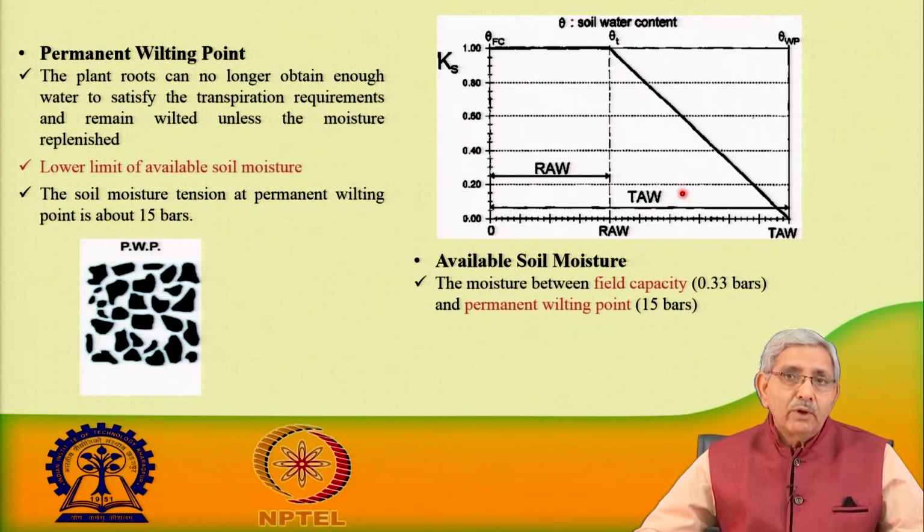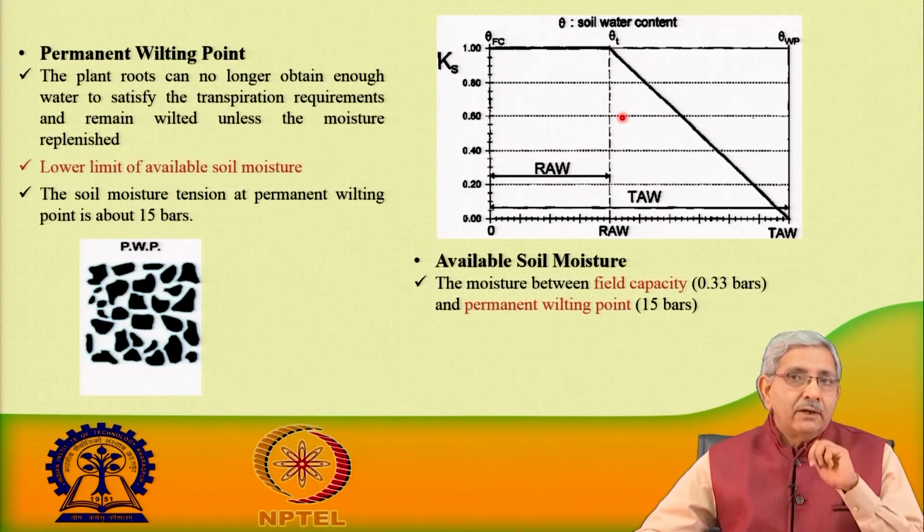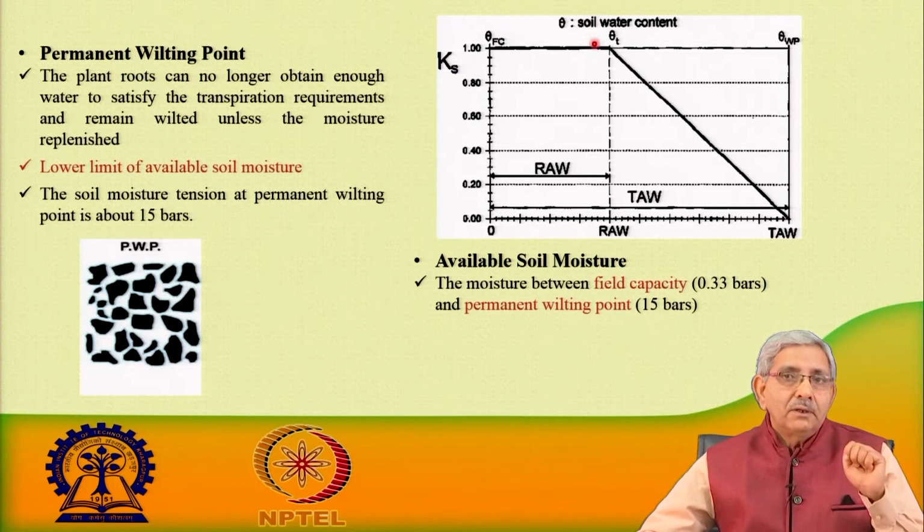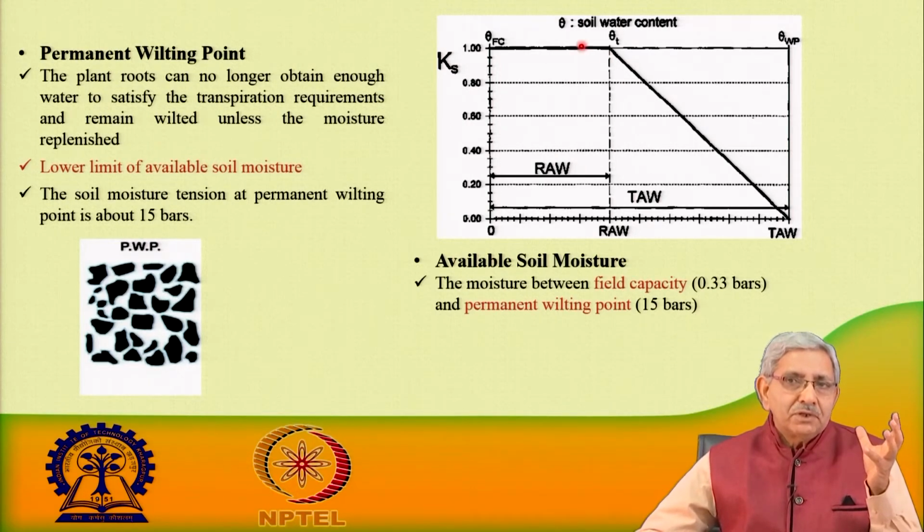So, this is the total water available, and readily available water means there is some kind of moisture content, a critical moisture content, beyond which the plant does not feel any deficiency in moisture. So, a limit is decided.